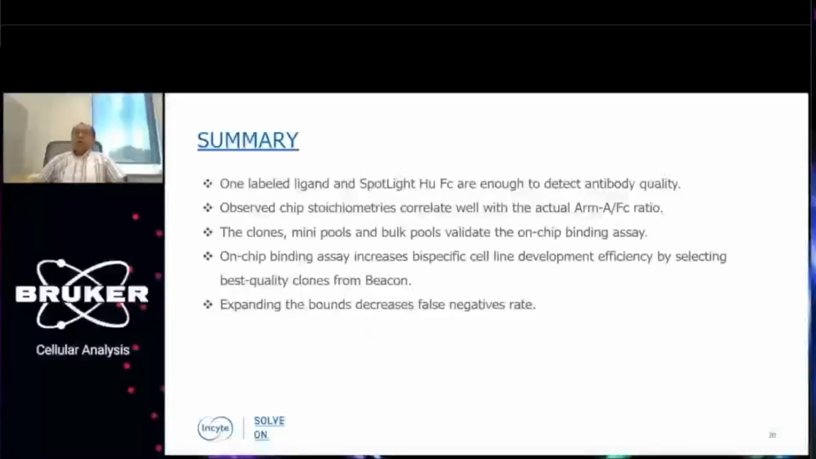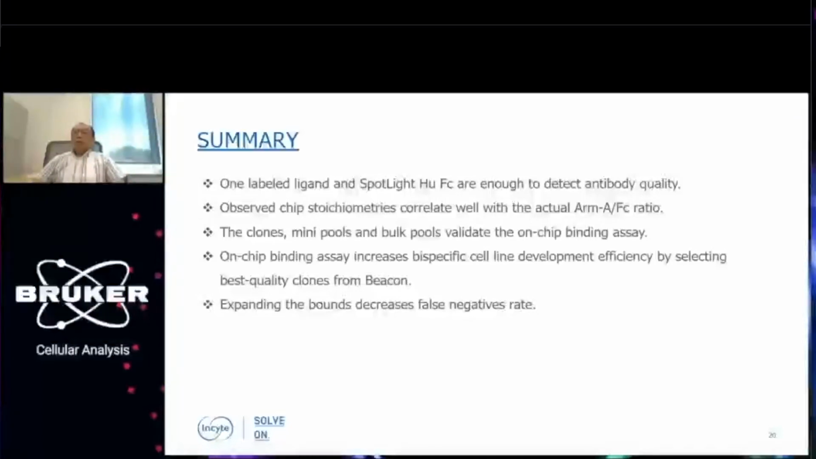This is a summary of this presentation. One labeled ligand and spotlight human Fc are enough to detect antibody quality. In our case, the labeled ligand B doesn't work. But it's better to have 2 labeled ligands. The assay data can support each other, and the assay data will be more accurate and the selection will be more powerful.